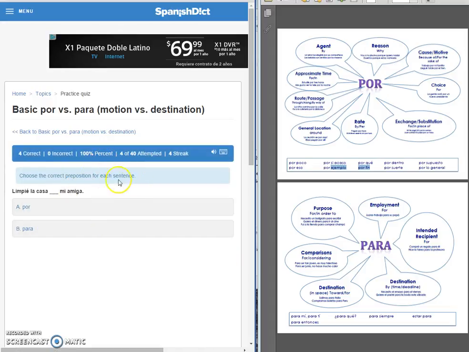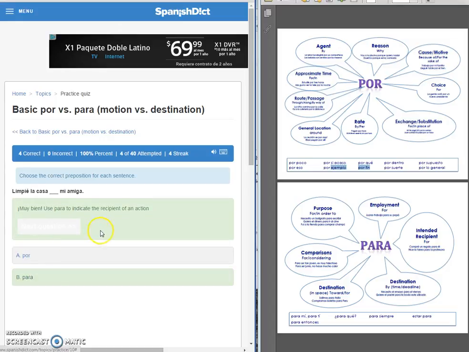Choose the correct preposition for each sentence. Limpié la casa, blank mi amiga. So did I choose to clean the house for my friend as a gift, or did I clean the house like I literally took her place to clean the house? Again, I don't know what they're asking here, but I'm going to say para mi amiga because she's the recipient of an action. I could also clean the house por mi amiga, but that would mean maybe her job is to be a house cleaner and she couldn't work that day, so I went in and cleaned the house por mi amiga. Like I was the agent that cleaned the house instead of her.